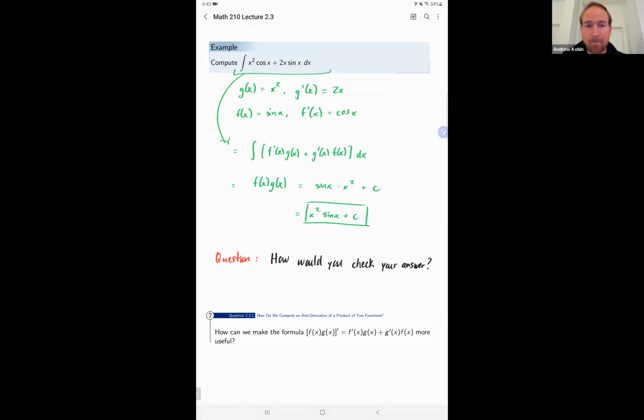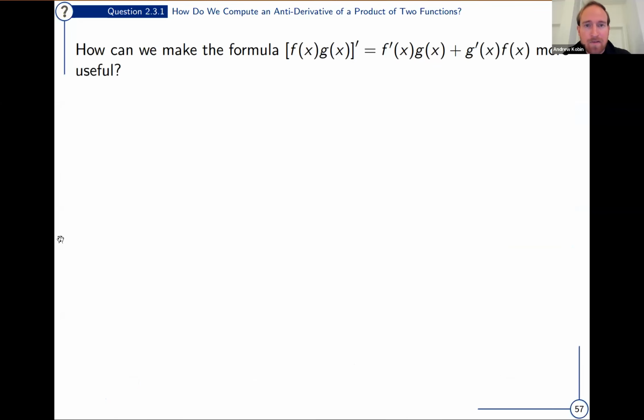Let's give this a name, the backwards product rule. It seems even more complicated than the complicated version of u substitution I gave you on the first slide, but it's not so bad. So let's try to work this out. How can we make this formula more useful than always having to write down an f and a g and then carefully examining if we made the right choices?